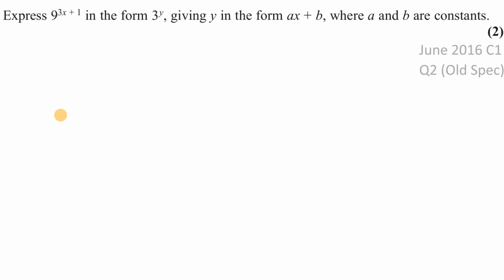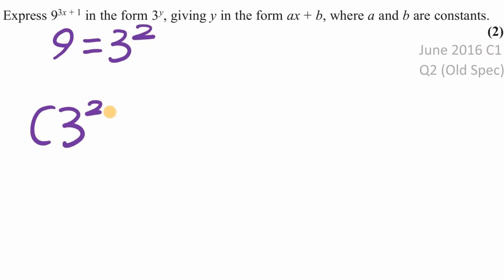Okay, so here's a past exam question where we need to express 9 to the power of 3x plus 1 in the form 3 to the power of y, and this is for 2 marks. So we have this 9 base here, and we need this to be a 3 base. Now remember that 9 is equal to 3 squared. So for 9 to the power of 3x plus 1, instead of the 9, we can say it's 3 squared, and then this is to the power of 3x plus 1.